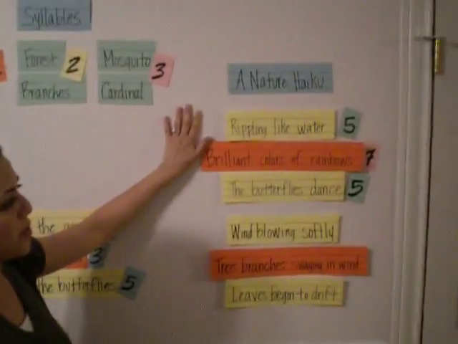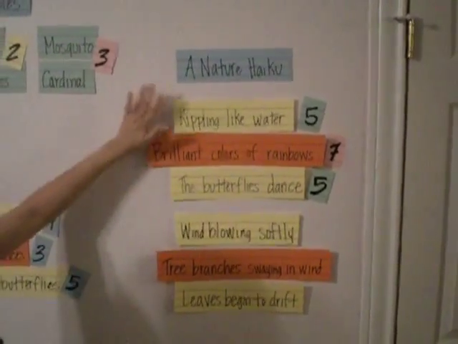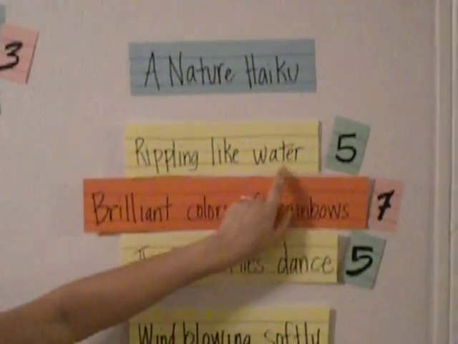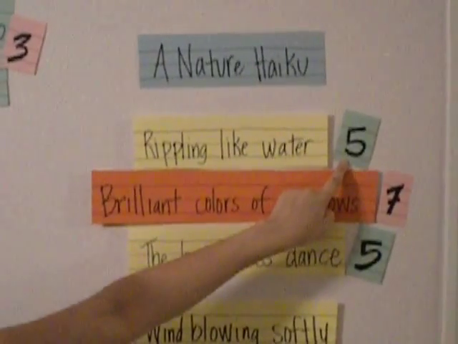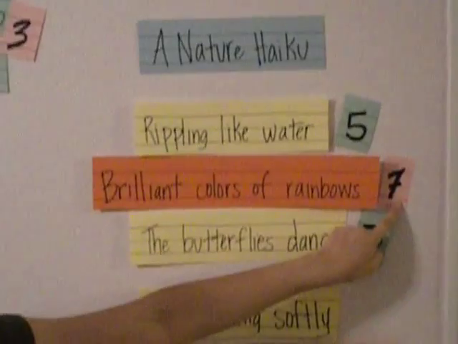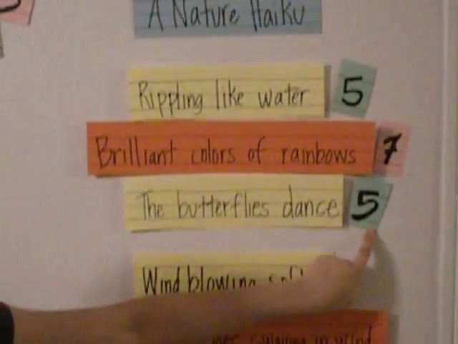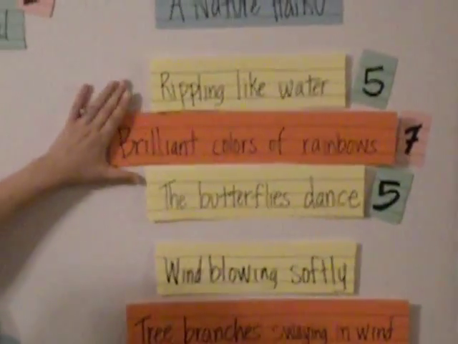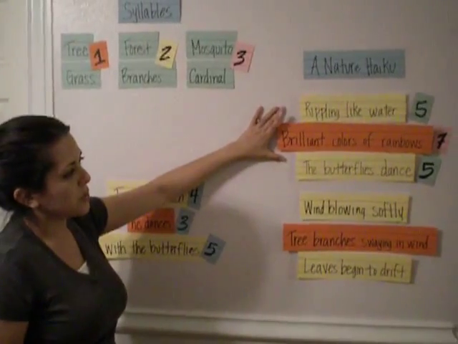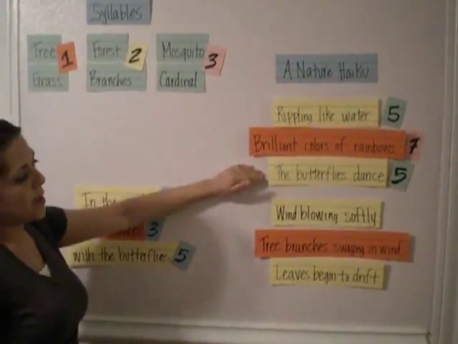Now let's look at a couple of other examples and see how these actually meet the requirements. We're looking at a nature haiku. Rippling like water has 5. Brilliant colors of rainbows has 7. And the butterflies dance has 5. So if you look at this haiku, it is nature related, and it also has the requirements for the format. 5 syllables on the first line, 7 on the second, and 5 on the third.